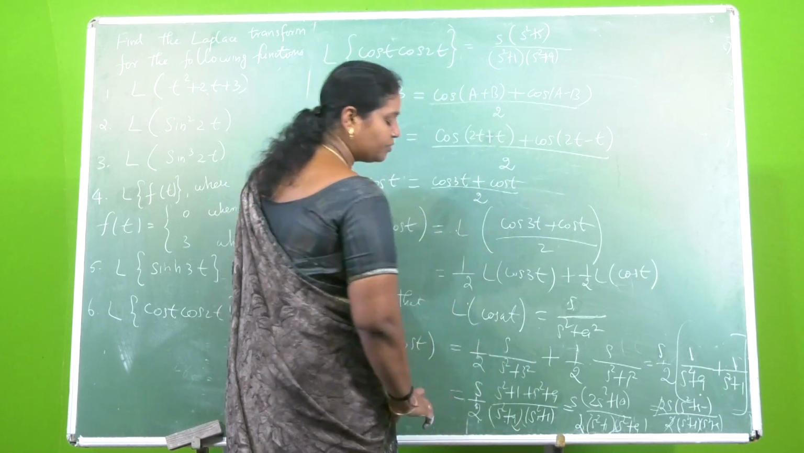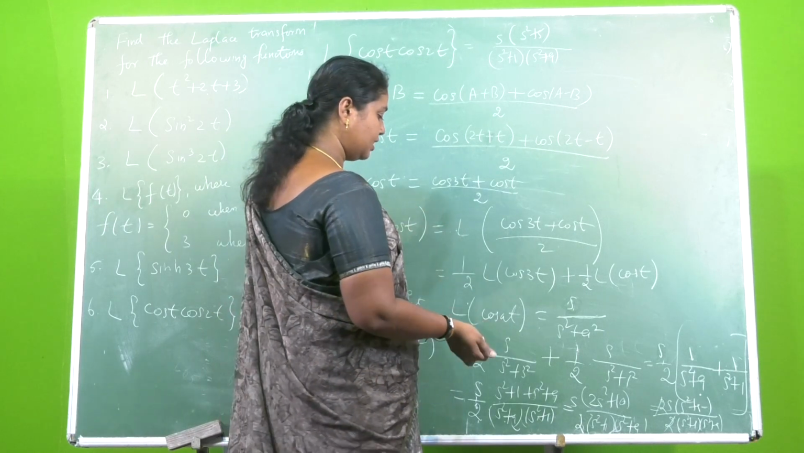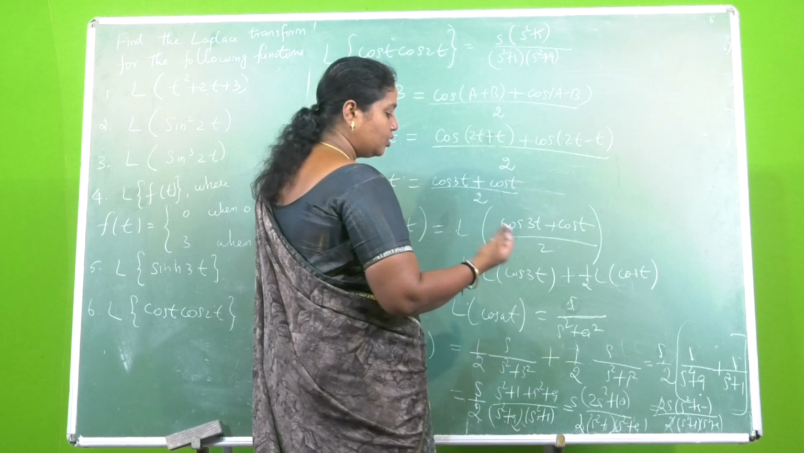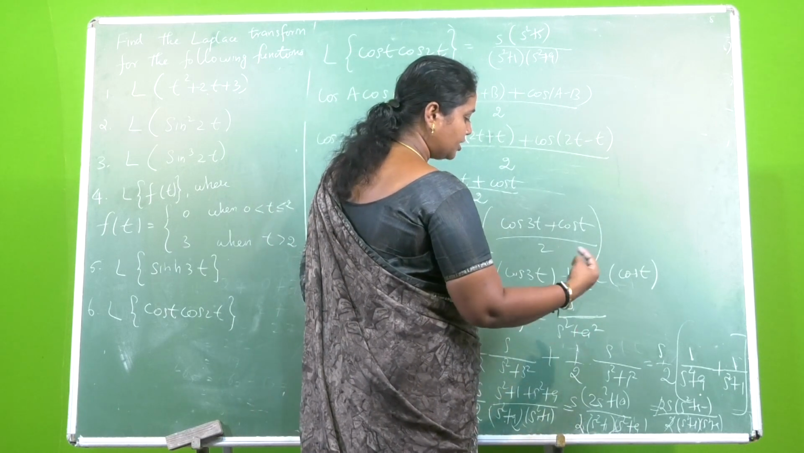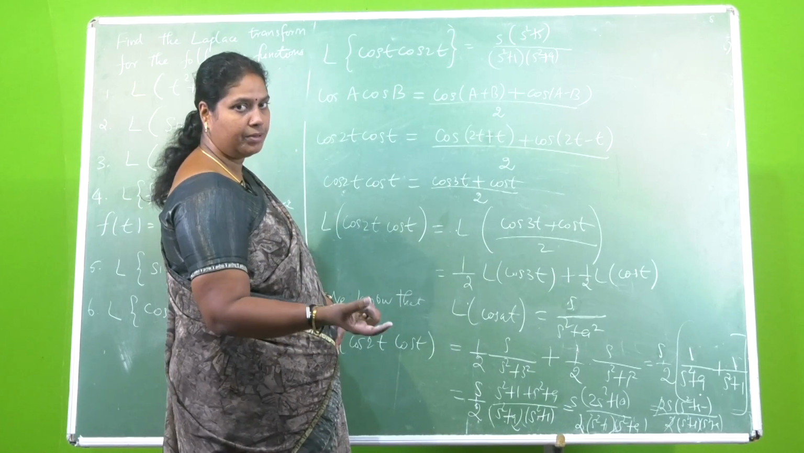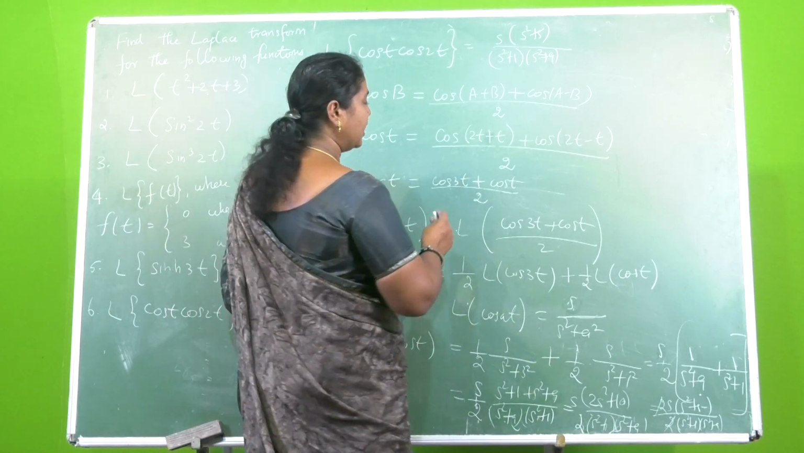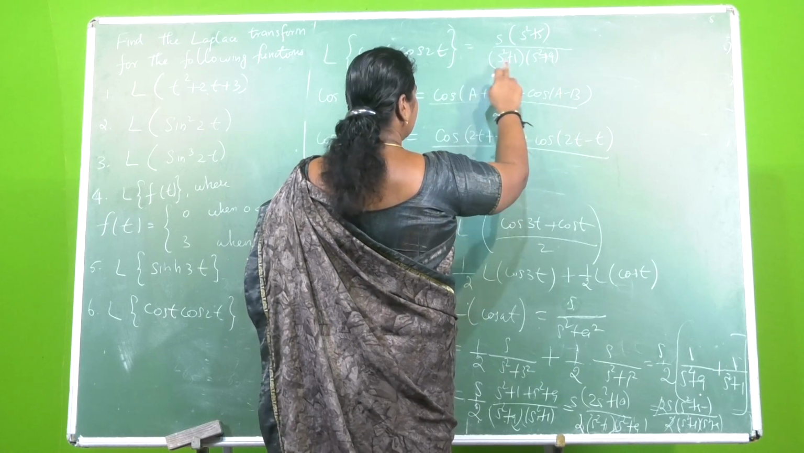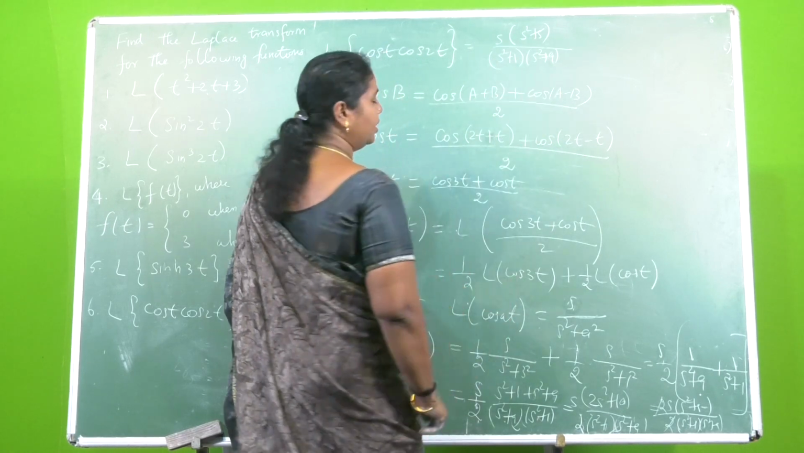If we add the terms in the numerator, we observe that it is 2 times s square plus 10. If we take 2 outside, we get 2 times s into s square plus 5 divided by the denominator s square plus 9 into s square plus 1. So this 2 gets cancelled, and the balance is s into s square plus 5 divided by s square plus 1 into s square plus 9.